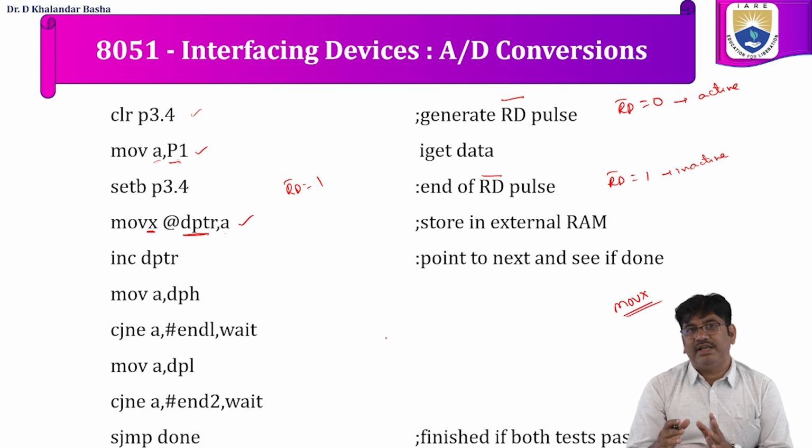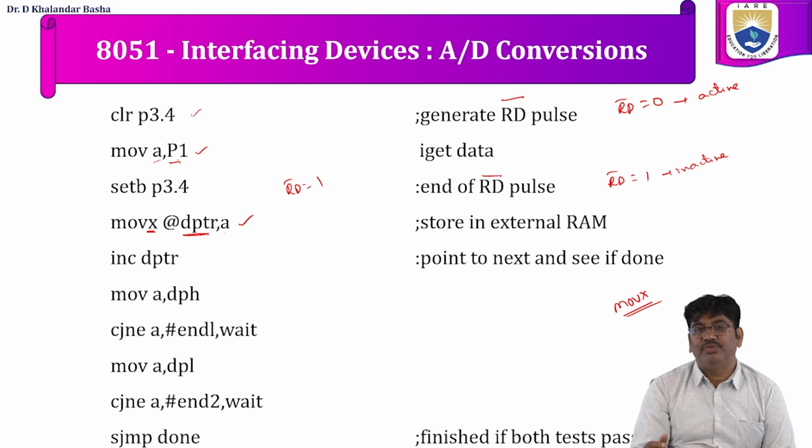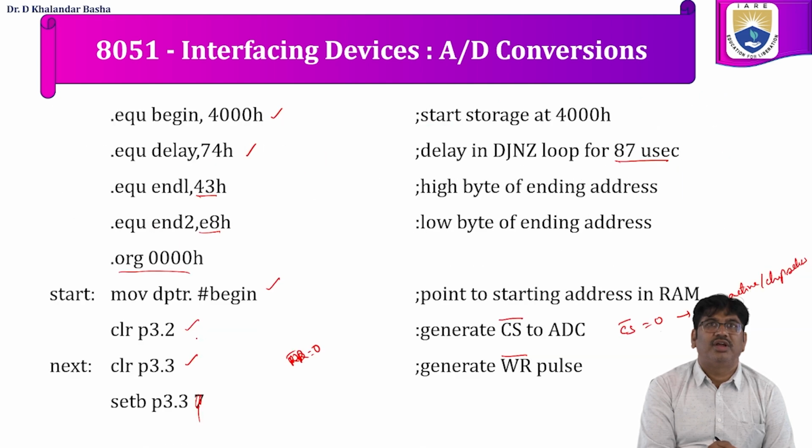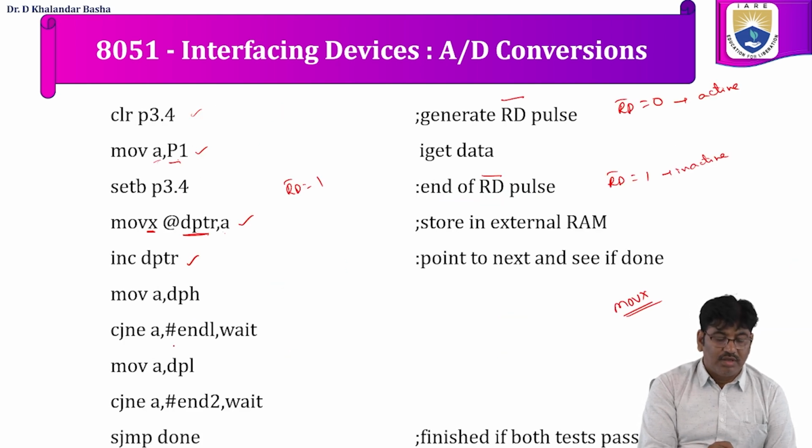Once one 8-bit data after conversion is stored in the external memory, we have to go to the next memory location. For that we increment the DPTR. Next, the DPH value is loaded into the accumulator. Then we check whether it has reached the end. Initially we declared END1, which is the higher byte of the ending address. So first we will compare it.